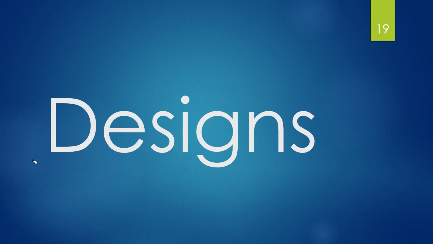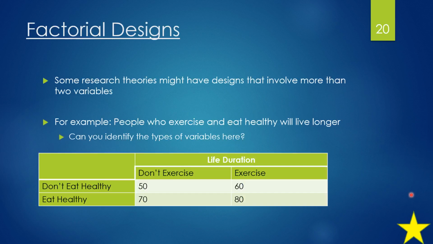The first thing about designs is that you can have designs that are more complicated than your simple one independent variable, one dependent variable setup. So these are going to be called factorial designs when you have two or more independent variables. That's especially for the categorical independent variables. So when would this come up?